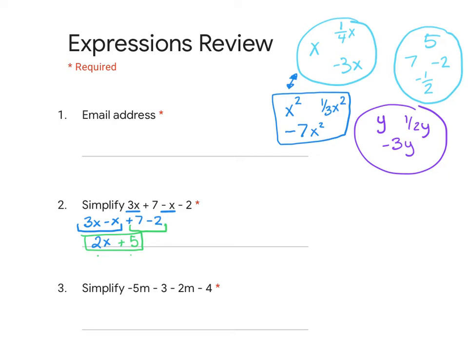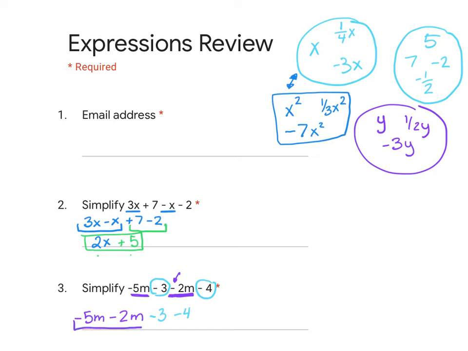All right, my next one is -5m. Do I have any more m's? Yes, I have a -2m. And we're going to combine, so whatever operation is before the term, it goes with it. So I'm going to consider this, instead of subtracting 2m, I'm going to consider it as -2m. So I have a -5m minus 2m. I'm going to put those together. And then I have a -3 and a -4. So I'll put -3 and -4.